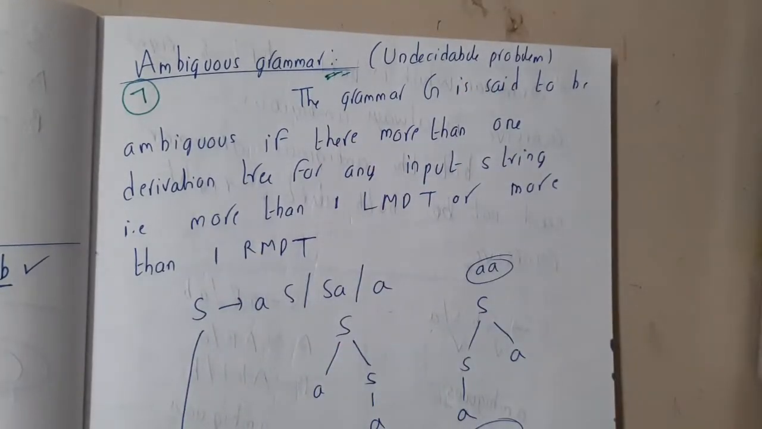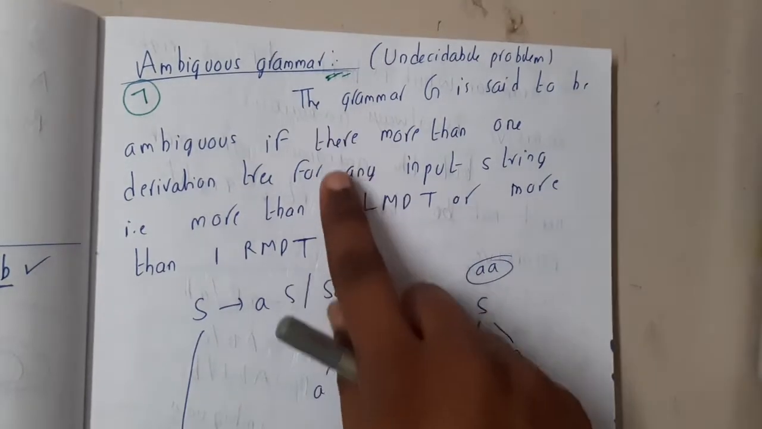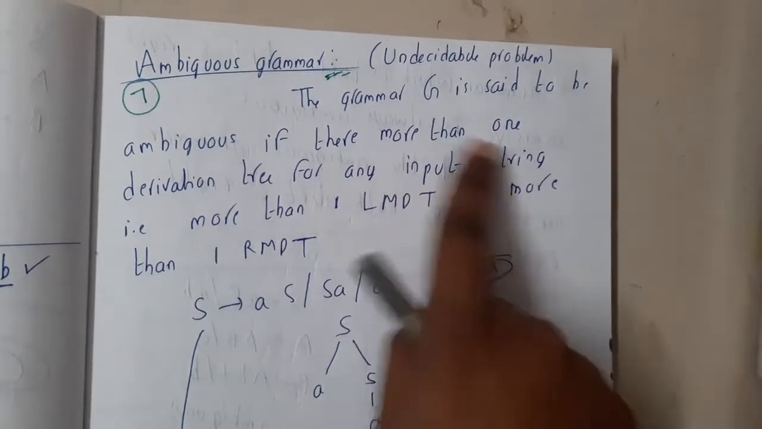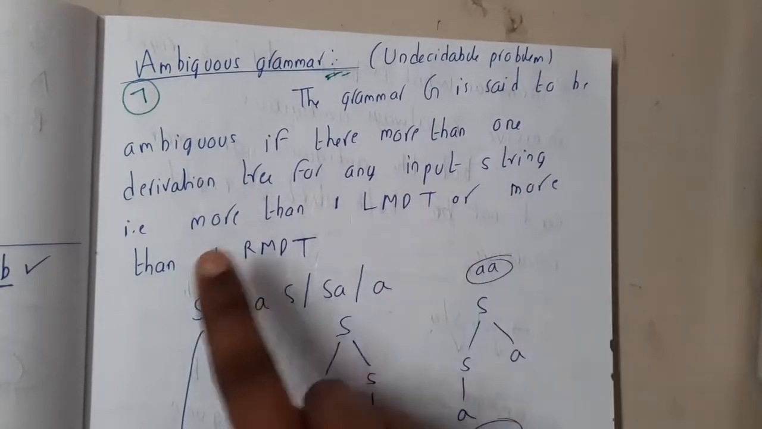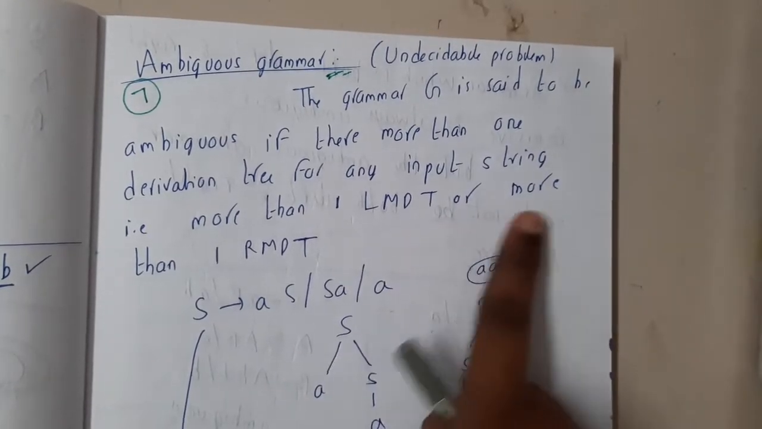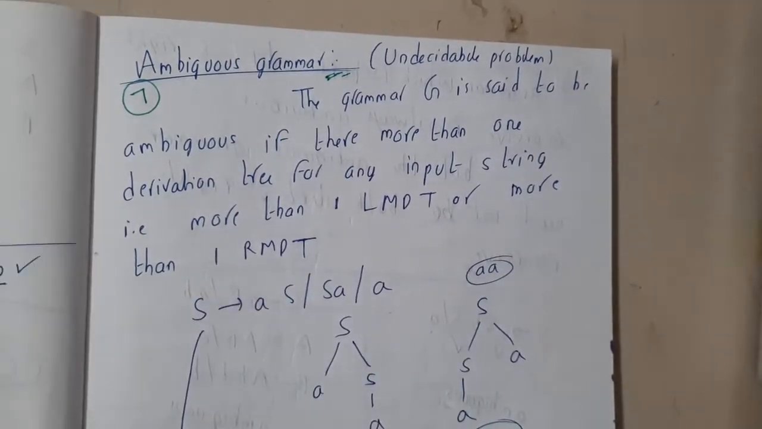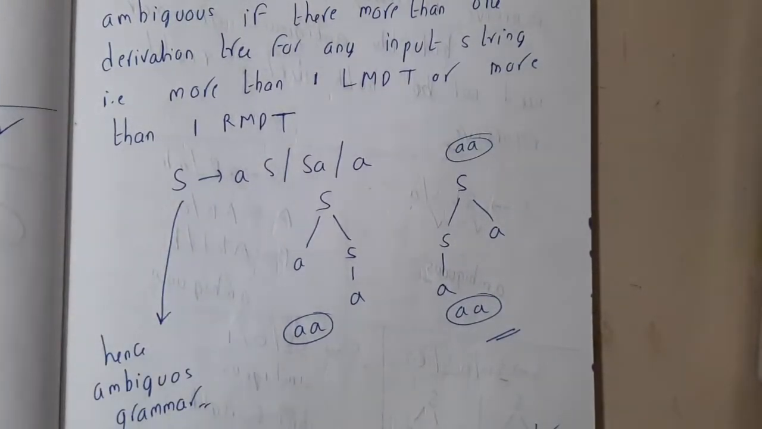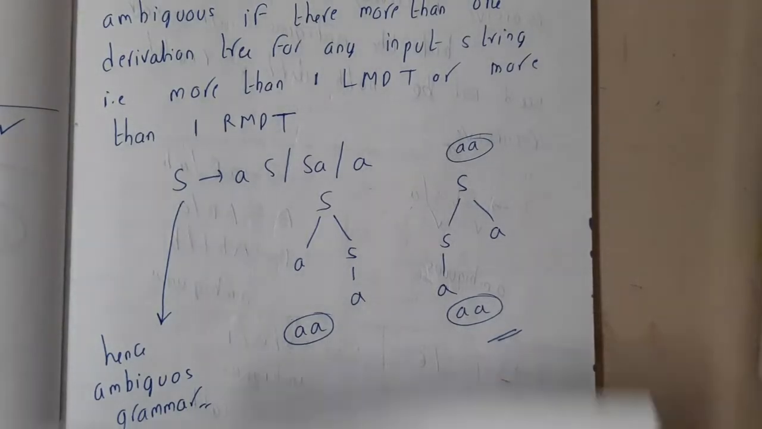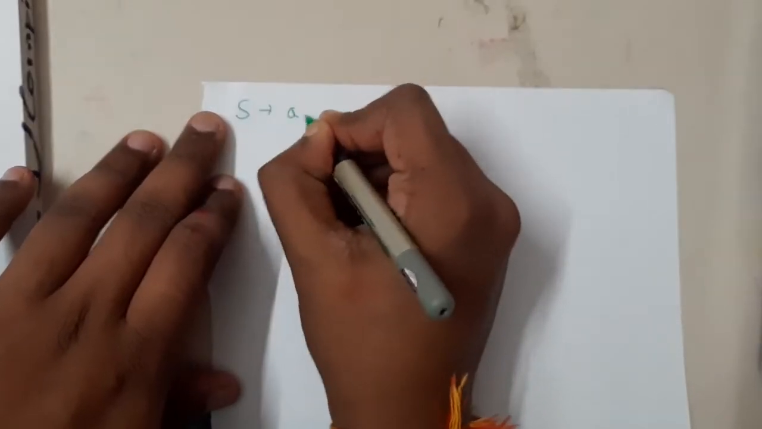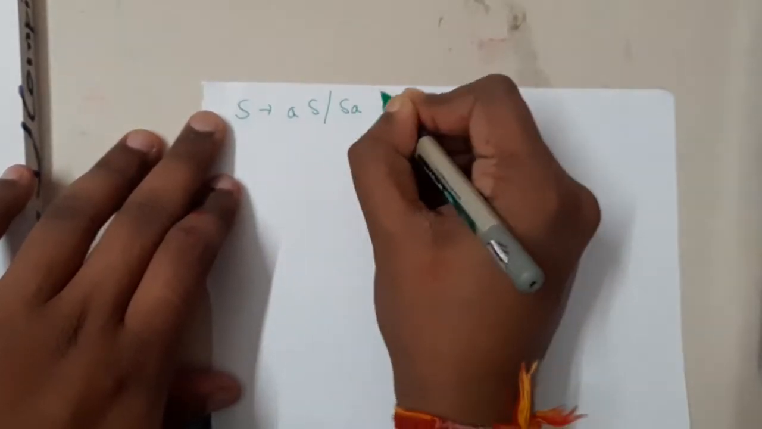I think I have already discussed this, but anyway, let us revise it once again. A grammar G is said to be ambiguous if there is more than one derivation tree for any input. That is, either more than one leftmost derivation tree or more than one rightmost derivation tree. So let me take a small piece of paper and let us start solving it. In some moments I will be giving you some important tips also, so please concentrate.